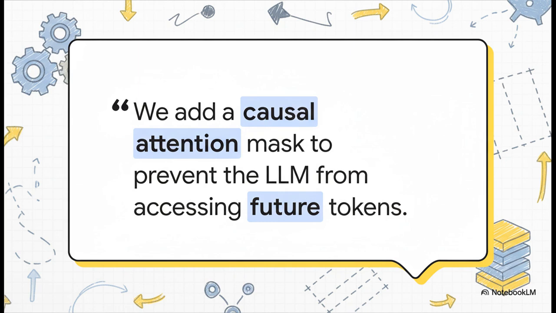But there's one really important rule here. When it's trying to predict the next word, the model is forbidden from cheating. It can only look at the words that came before it. This is called a causal attention mask, and it's the exact reason why it looks like ChatGPT is thinking and typing out its response one word at a time. It's because it is. It's literally predicting the future one single token at a time.